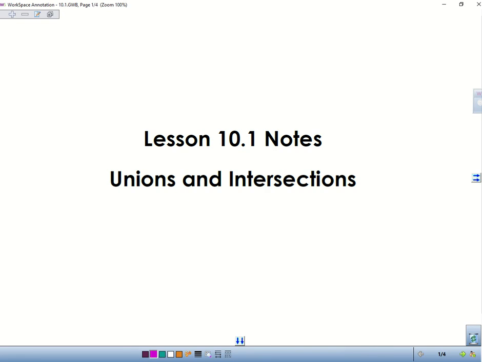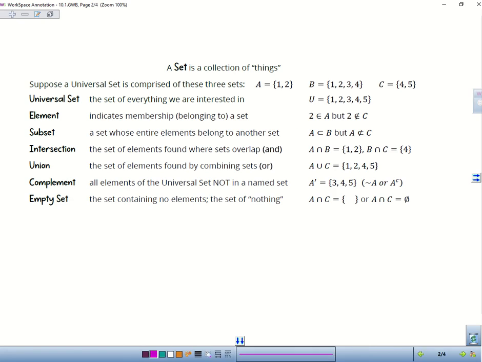Alright, so today's going to be 10.1, which is going to be unions and intersections. There is a lot of vocabulary to understand for this particular module. They're all listed here, and then we're going to build on the vocabulary as we go. But most of them are pretty intuitive concepts once you get the hang of them.